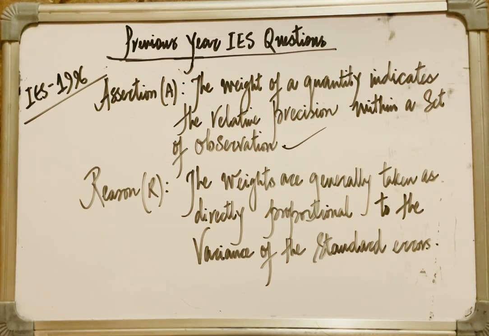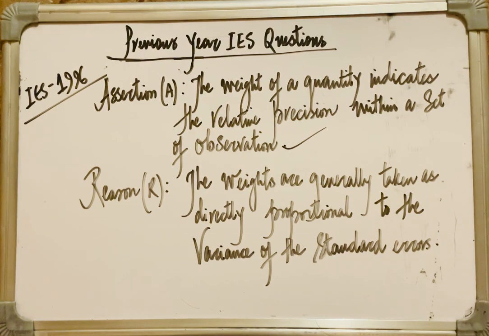All right, the greater the precision of an observation, the greater is its weight, and the weights are always expressed in numbers. The greater number indicates higher precision and trust as compared to the lower number. So this assertion is absolutely correct. The weight of a quantity indeed indicates the relative precision within a set of observations.